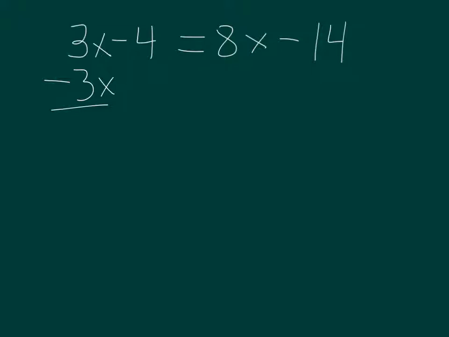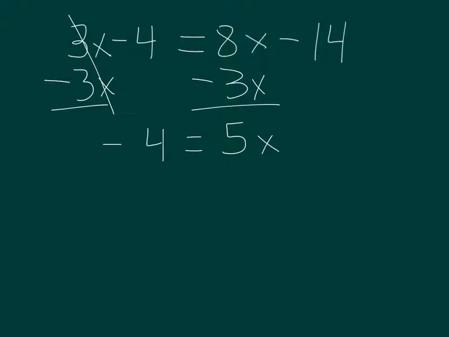So 3x minus 3x gives me 0. I'm also going to subtract 3x from this side. 8x minus 3x is 5x. And now I'm just going to fill everything else in. I am left with a negative 4 on my left side. And I have a minus 14 still on my right side. So we don't want to forget to bring those negatives along with it.